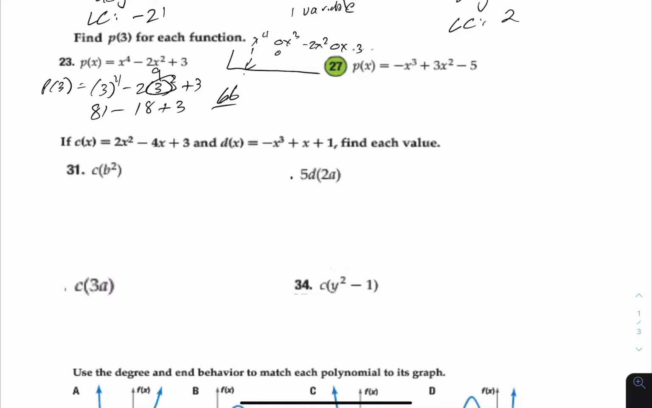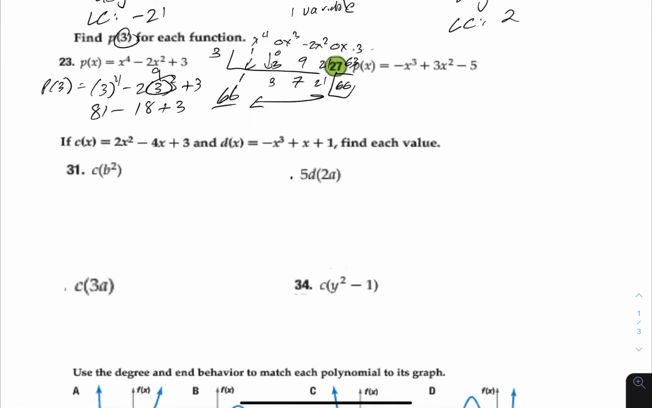Bring the first one down, 1. Since I'm using 3, let's use 3. 1 times 3 is 3. Add down 3, multiply across 9, add down 7, multiply across 21, add down 21, multiply across 63, add down 66. And the remainder will be the exact same thing.